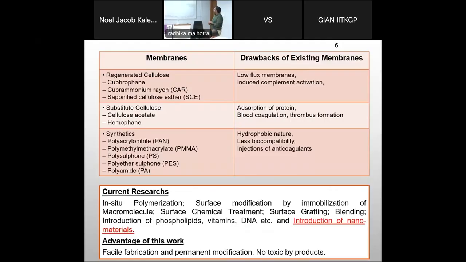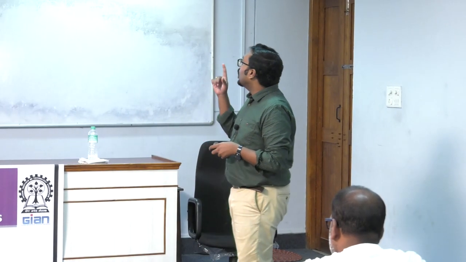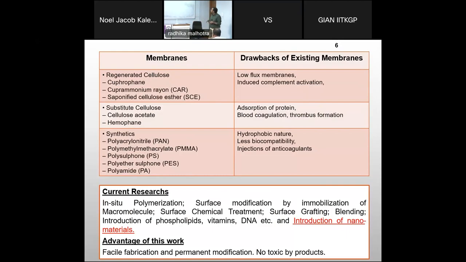The membranes generally used, or that have been used over time, obviously started with cellulose or regenerated cellulose: cuprophan, rayons, saponified cellulose ester. So these were all cellulose based or regenerated cellulose based membranes. But the drawbacks were they had low flux and they induced something known as complement activation. So we will come to a little bit of what is complement activation.